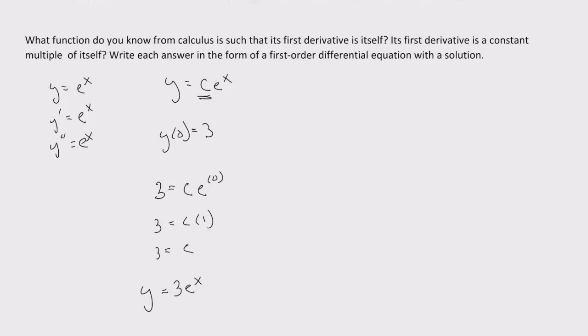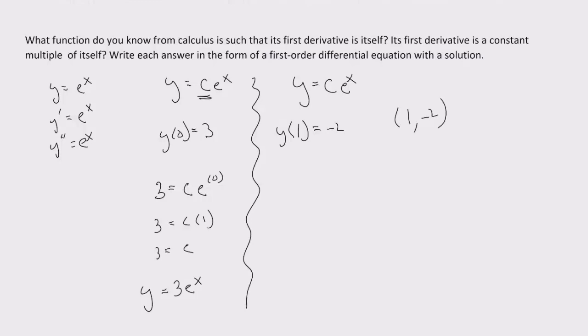Again, let's play around with this, and let's change our initial conditions and see how that impacts things. So we have our general equation here, and let's say our initial condition is y of 1 equals -2. Meaning the ordered pair 1 comma -2 is considered part of the function. How would that change our value of c? How would that change our specific solution to that differential equation?